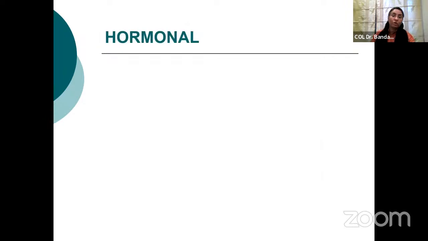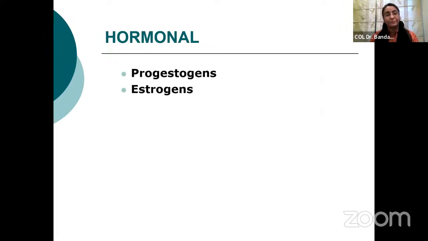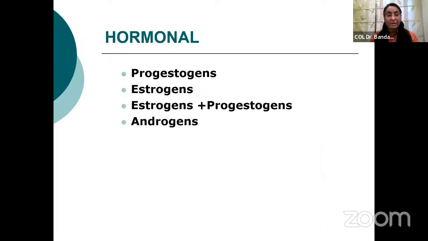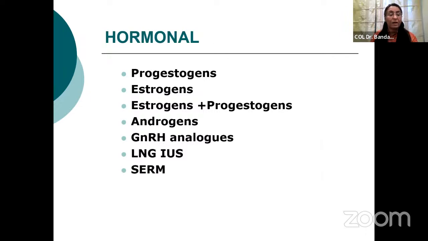Coming to the hormonal methods. The hormonal methods will include medications, which are progesterones, estrogens, a combination of estrogens and progesterones, androgens, GnRH analogs, medicated intrauterine devices, and selective estrogen receptor modulators. So these are SERMs. I'll be covering each of them very, very briefly so that all of us know what we are doing.